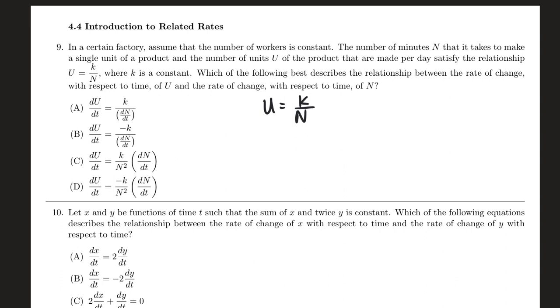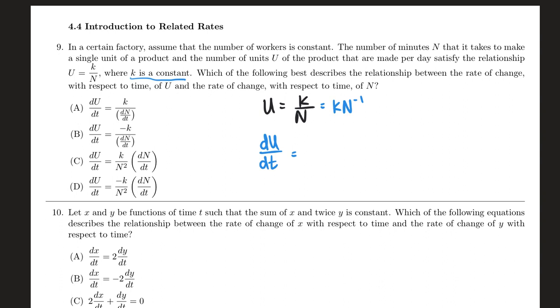On the left-hand side, the derivative of u is going to be du dt. On the right-hand side, there's a few different ways you can do it. The first way is you can do the quotient rule with k over n. K is a constant, so it's just like if it was 2, or pi or something like that. Another way is to realize that this is kn to the -1 and do the power rule. This is the way I would do it because it's fewer steps.